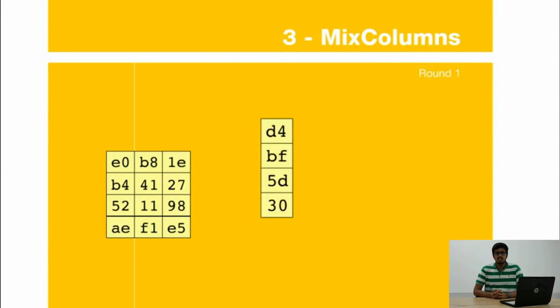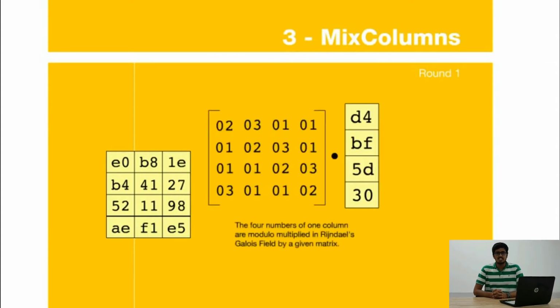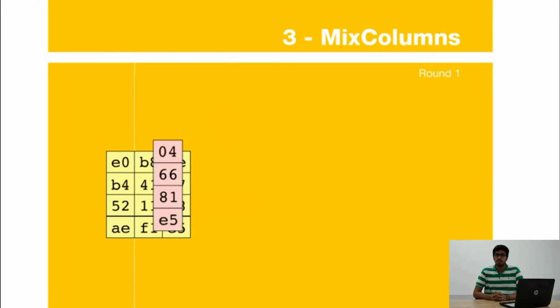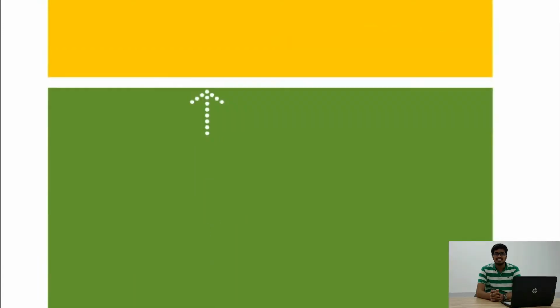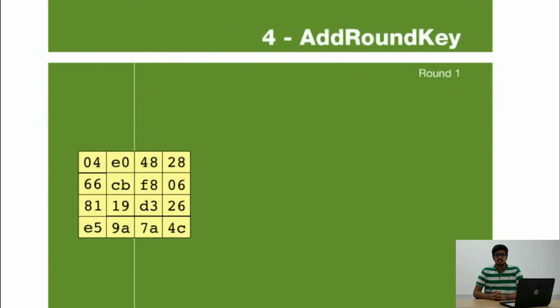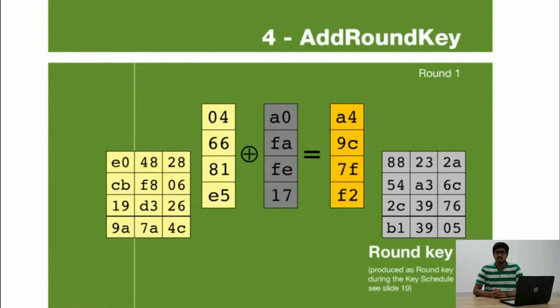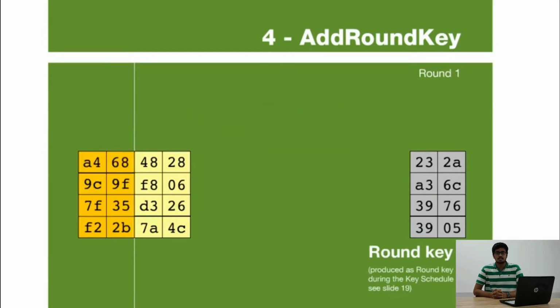In the third step, which is mix column step, the 4 bytes of each column of the state are combined using an invertible linear transformation like multiplication followed by bitwise XOR. In the add round key step, the subkey is combined with the state. For each round, a subkey is derived from the main key. The subkey is added by combining each byte of the state with the corresponding byte of the subkey using bitwise XOR.